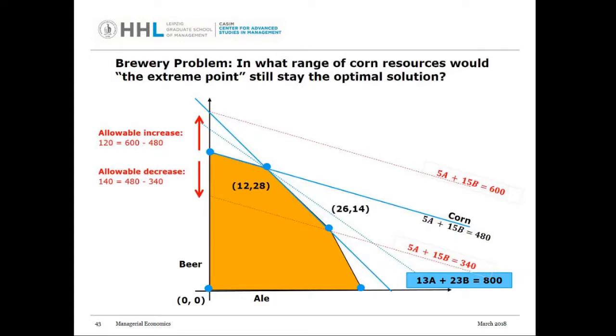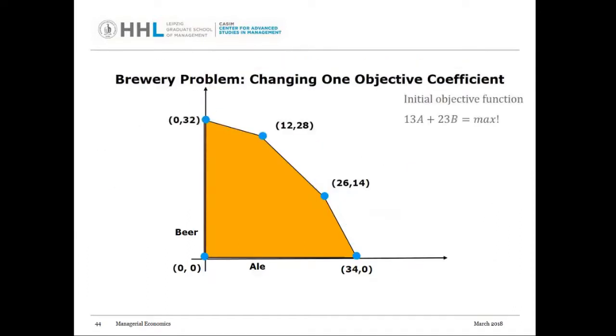So here what you see is if we decrease it below 340, the point that we had here before, 12.28, the structure of the solution will change afterwards. So this is the allowable increase and decrease.